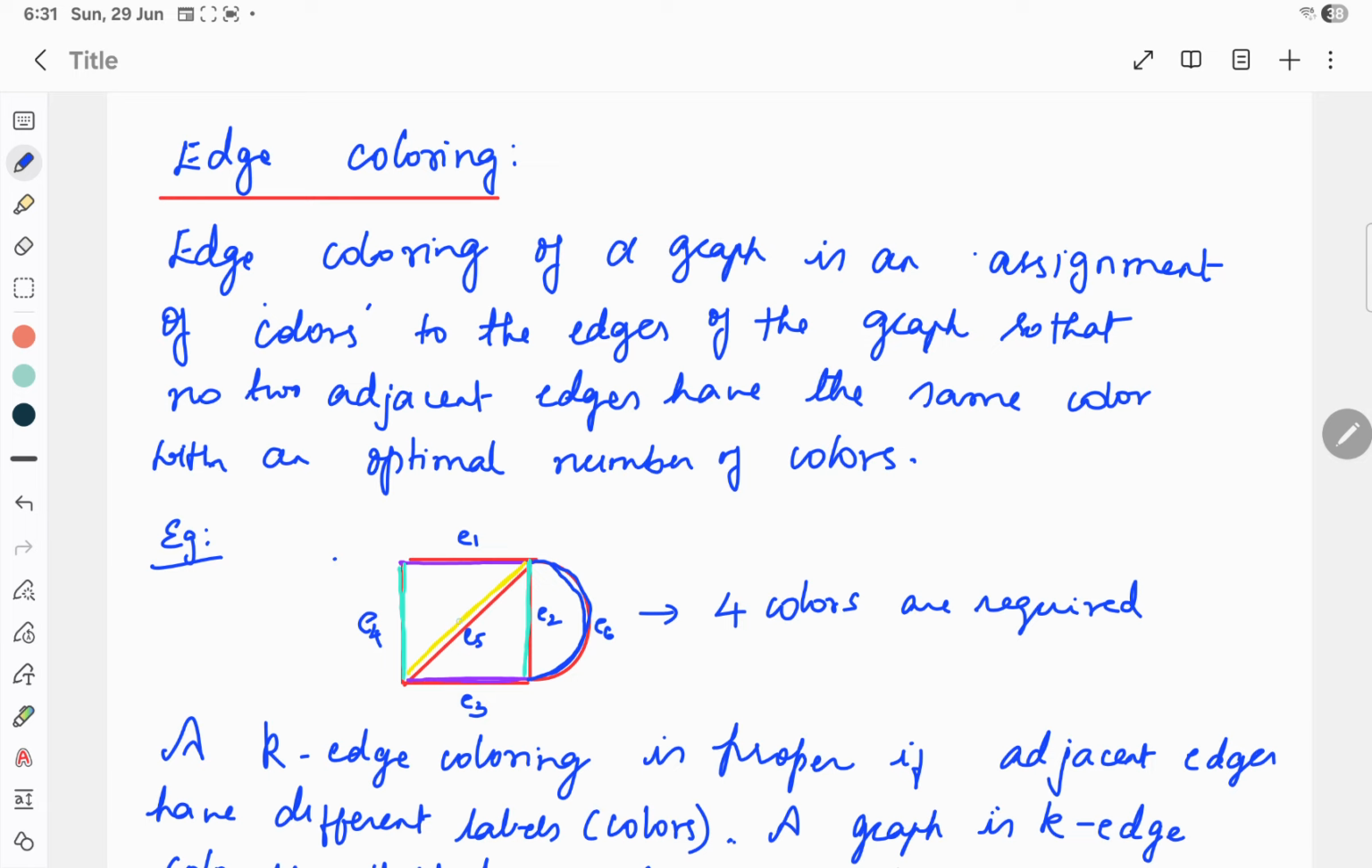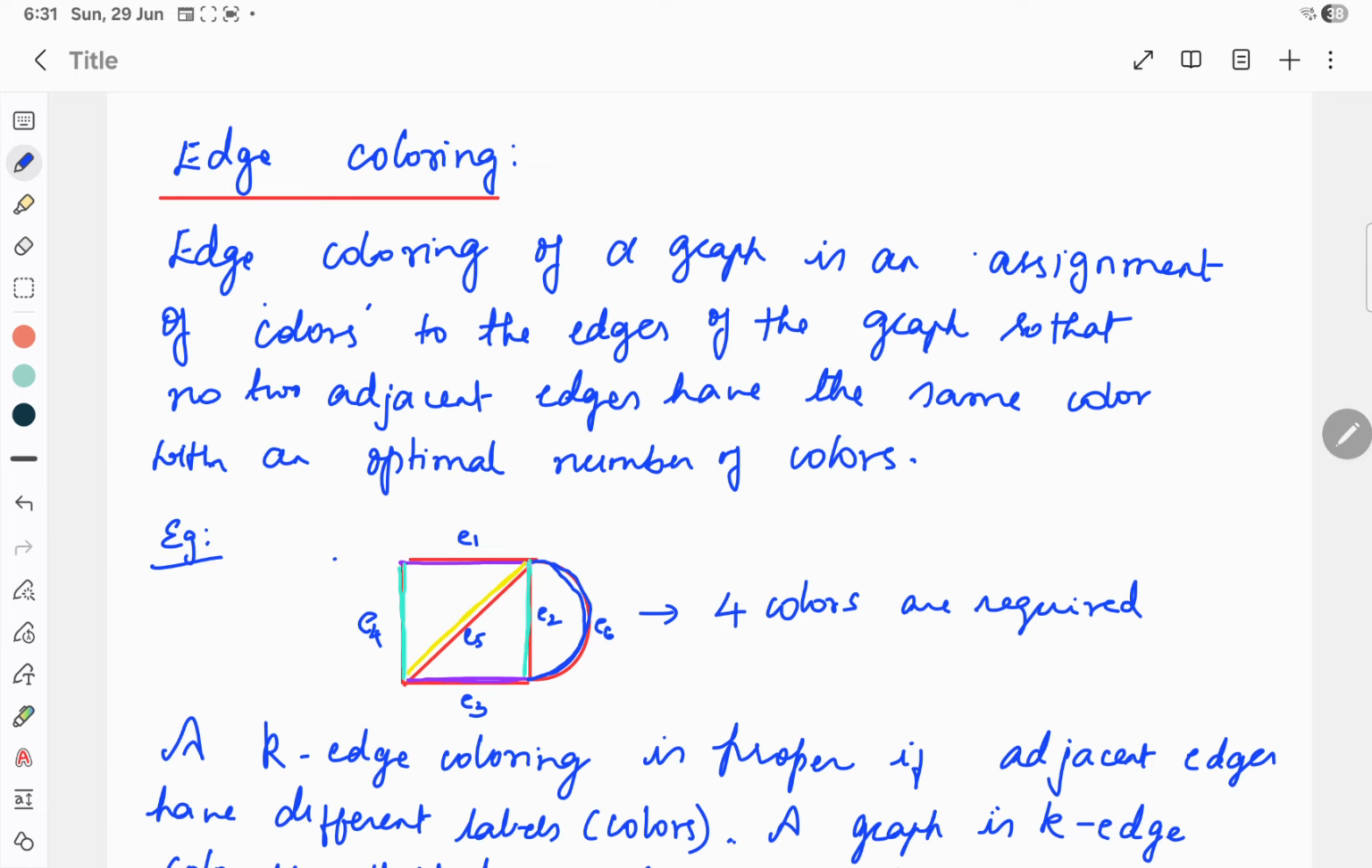Edge E5 is adjacent to E1 and E2. Hence I cannot use the purple and the green, but I can use yellow color. Edge E6 is adjacent to all the edges E1, E2 and E5.